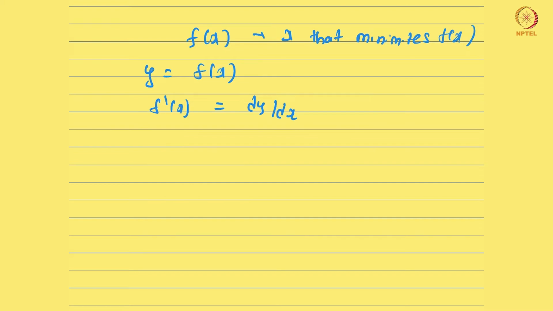Now we are looking at single variables, and we know that the derivative dy by dx, or f prime of x, is the slope of the function f of x at x. You should all be familiar with this concept of the slope of a function. What does the slope of a function tell you? It tells you how much f changes if you change x by a small amount.